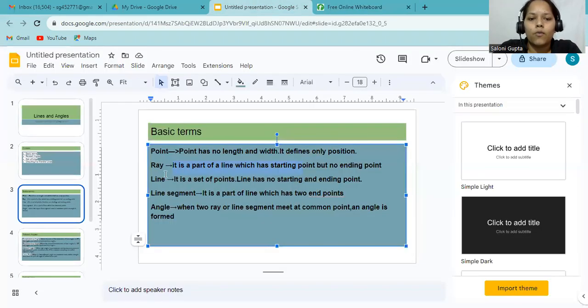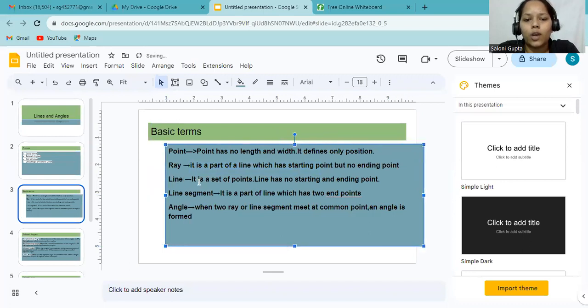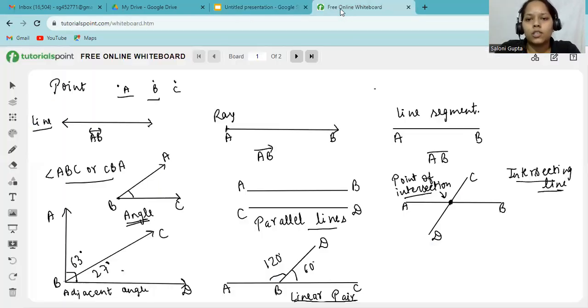Then we can see what a line is. A line has no starting and ending point. So you can define it in this way. This is an example of a line. I am calling it AB, which is the name of this line, and both its ends can be extended infinitely. So we learned what a point is, what a line is, what a ray is.